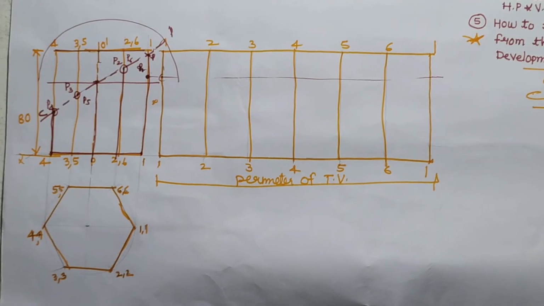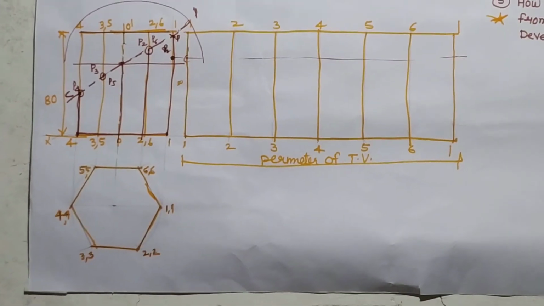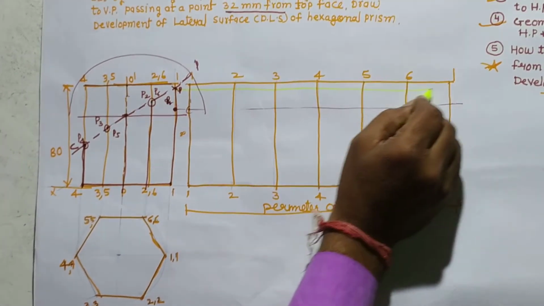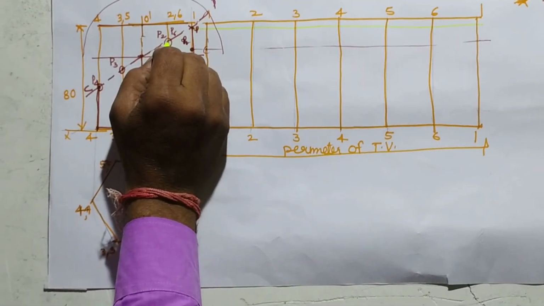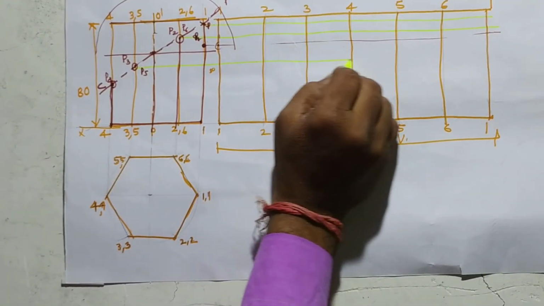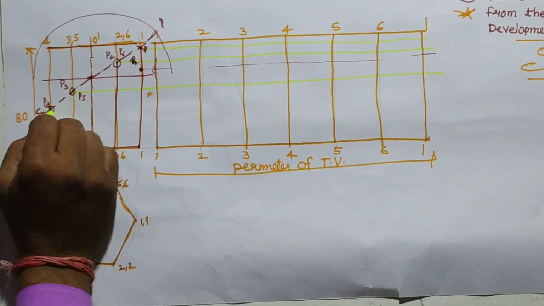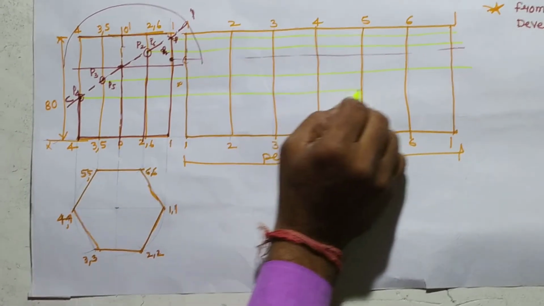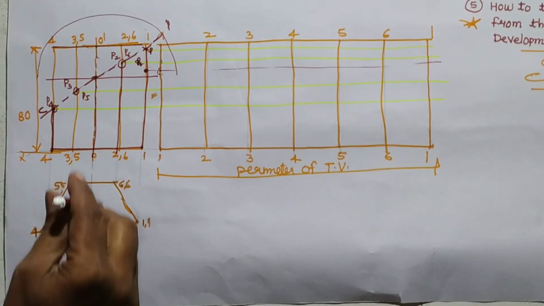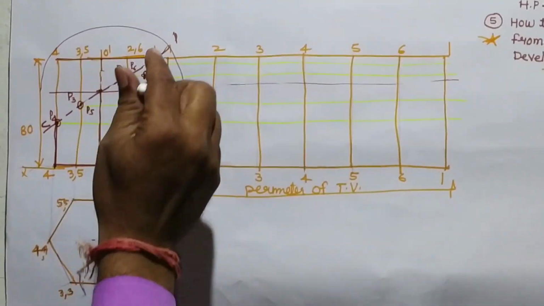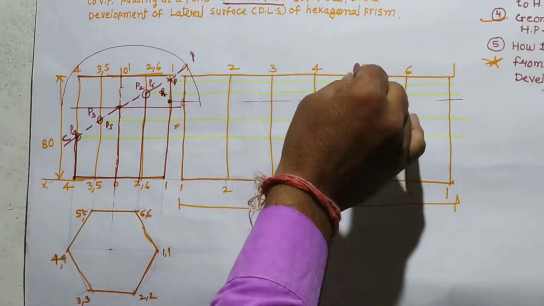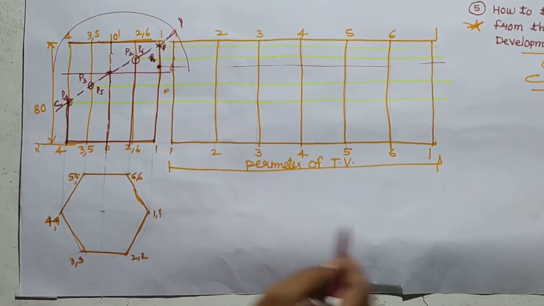Now I will transfer these points to the blank, that is the development. First, from point P1 I will draw the faint horizontal projection line. From P2 to P6 I will draw the horizontal line. P3 to P5 I will draw the horizontal line. From P4 I will draw the horizontal projection line. Now I will mark the points on the development. Here are the points 1, 1, 2, 2, 3, 3, 4, 4, 5, 5, 6, 6 and 1, 1.